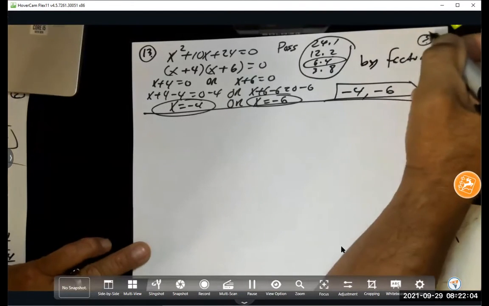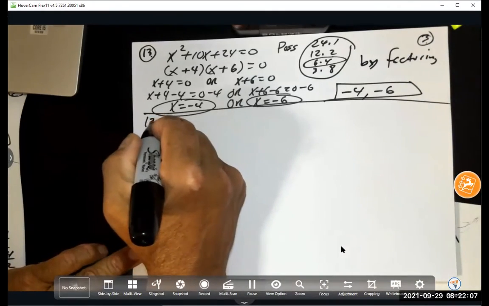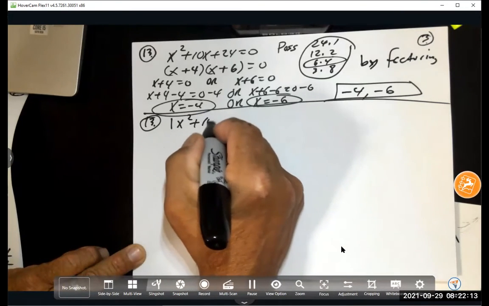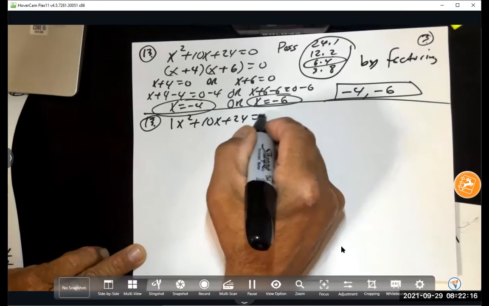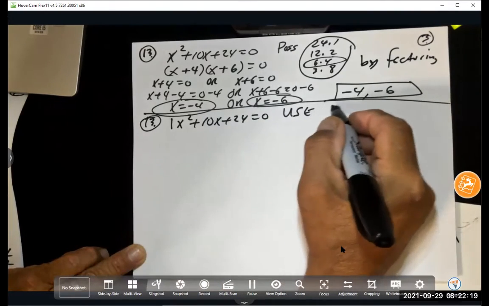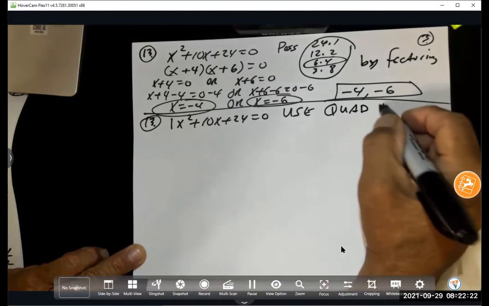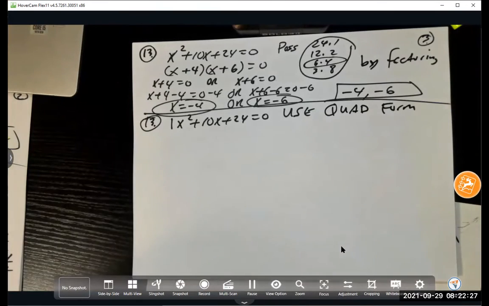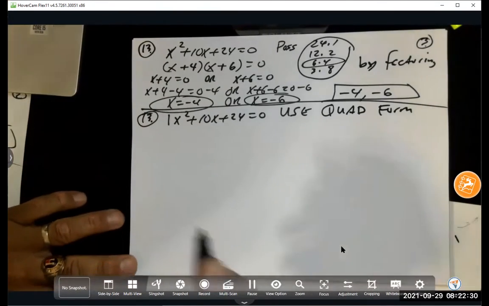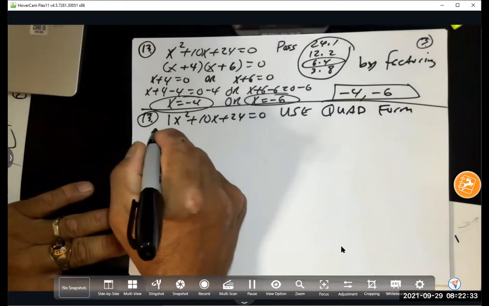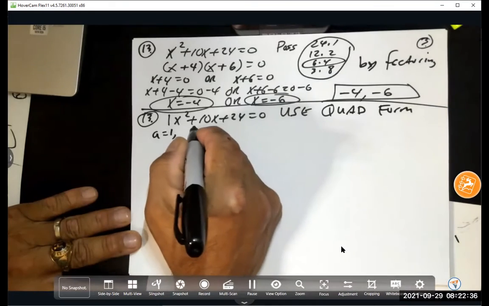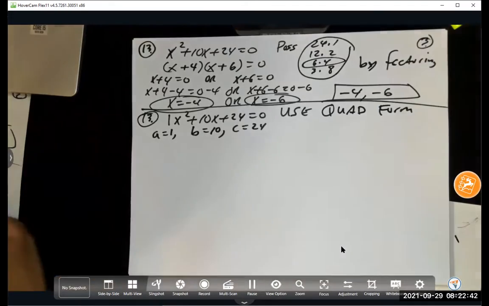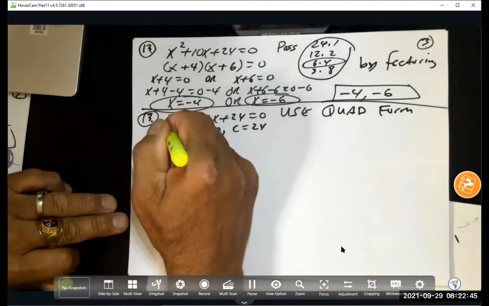Okay, so now the same problem, we're going to use a formula. I'm going to put 1x squared, put a 1 there, plus 10x plus 24 equals 0. This one says use the quadratic formula. That's fine. So first thing you need to do, what are a, b, c? A looks like 1. B is 10. And C is 24. If they're all plus answers, then they're all plus answers down here too.